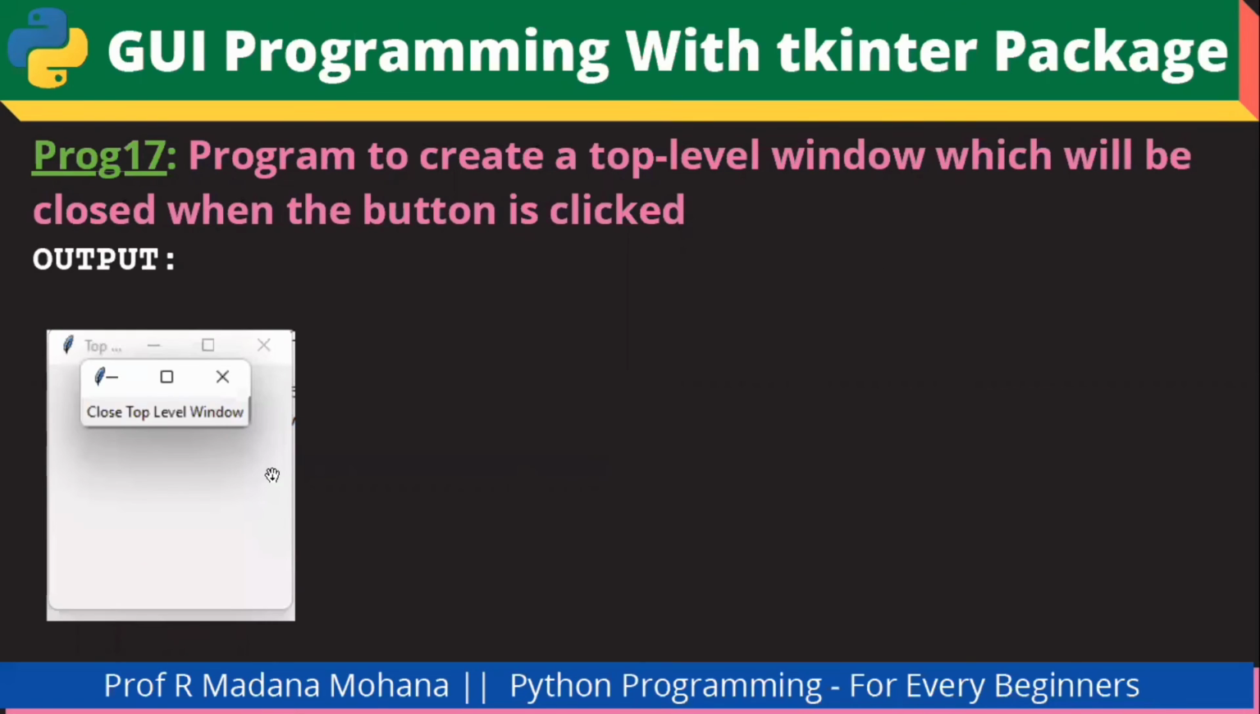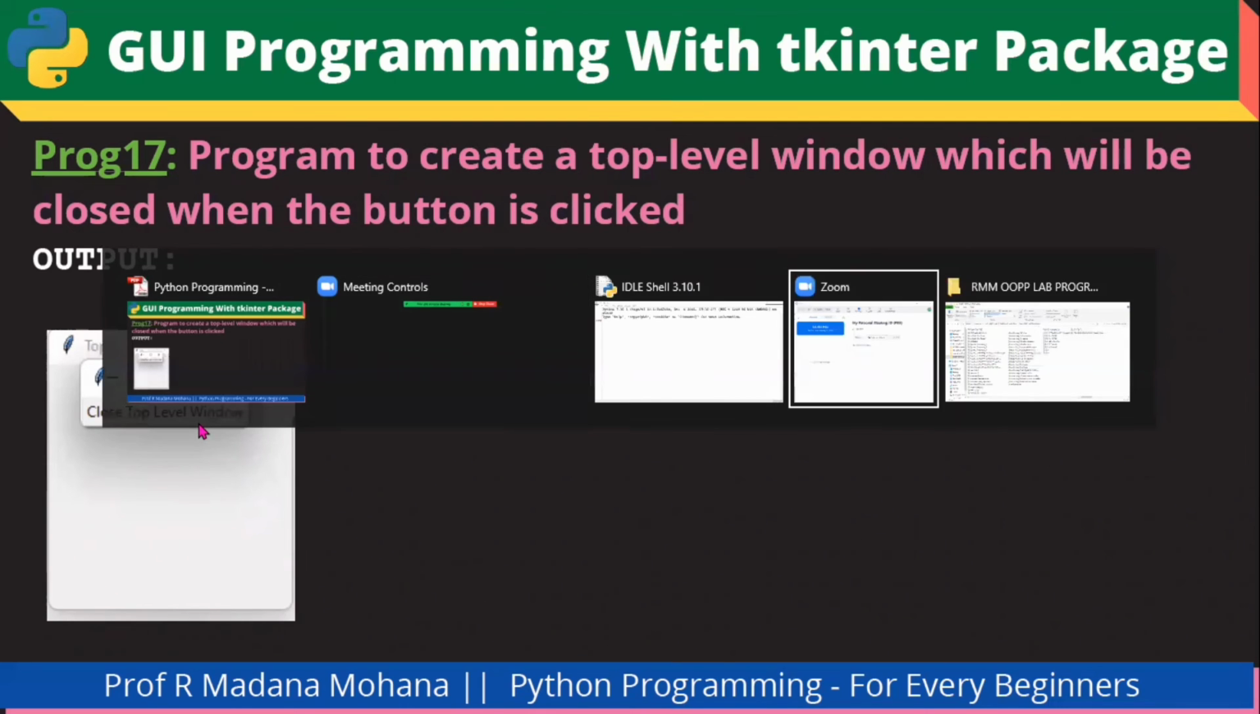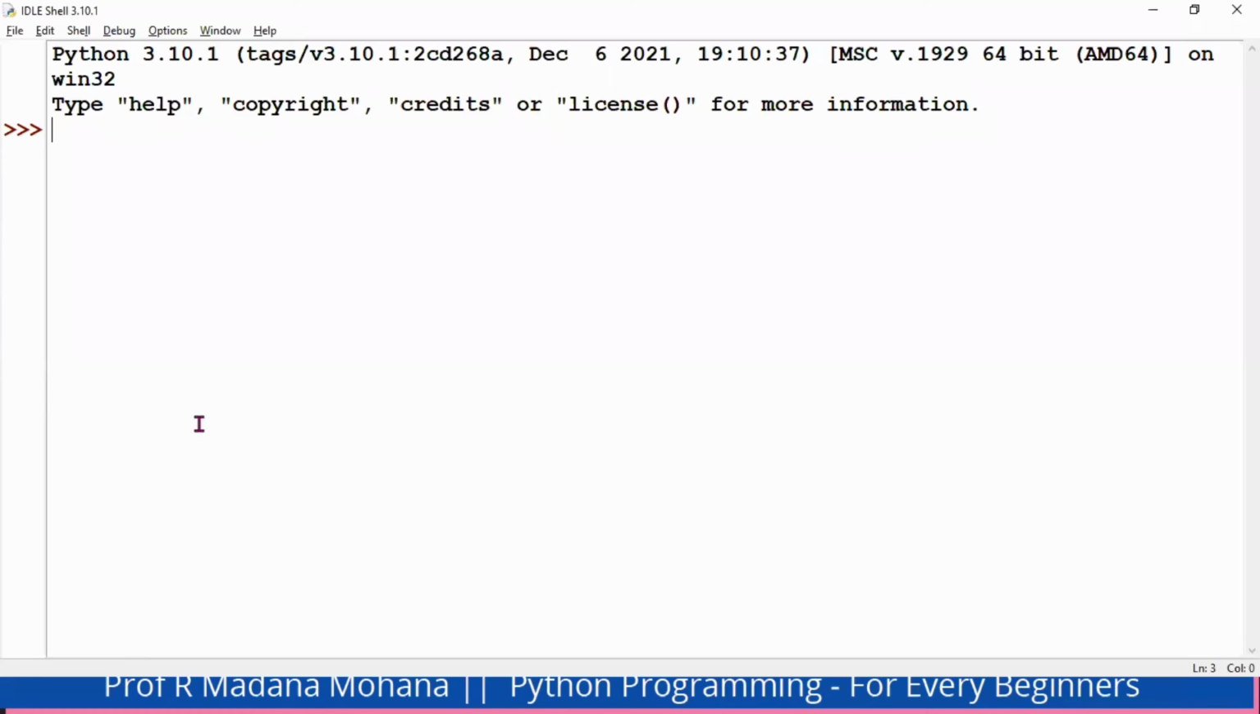Then by running this program, you will see the default tkinter window displayed. Then here we have a button with the label Close Top Level Window. This is like a sub window. By clicking this, it will be closed. Let us see the output. The program is the 17th program.